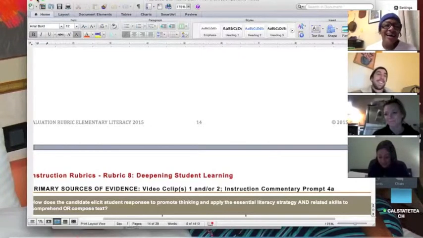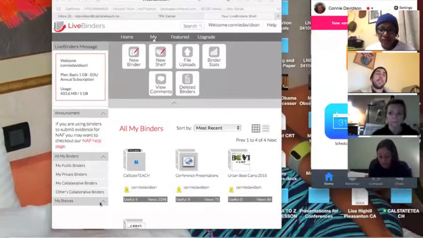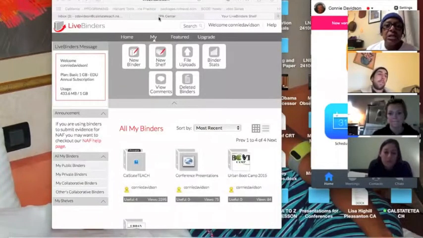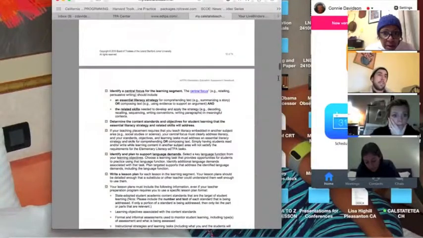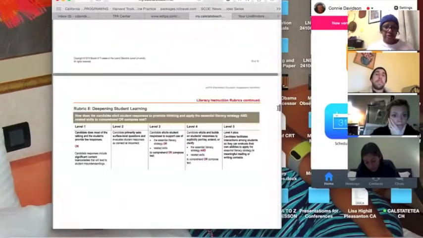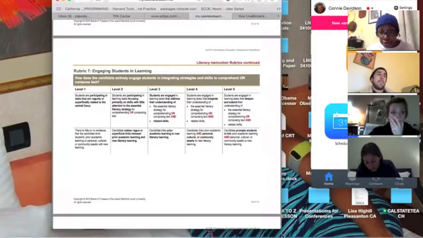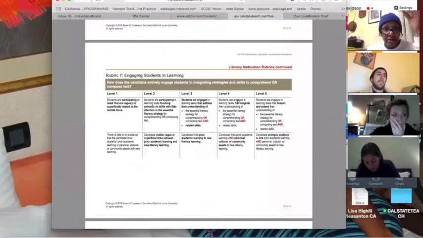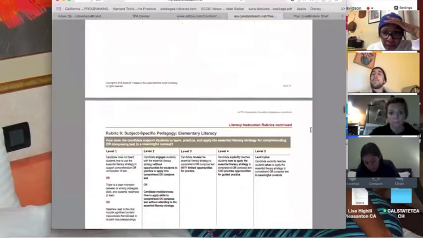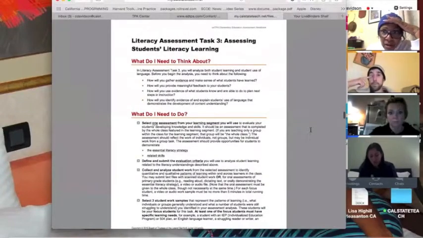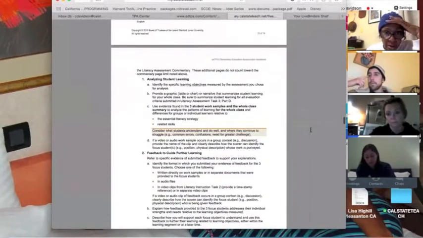Okay, so those are the rubrics. I'm going to put these on the live binder so that you have access to them. But you already have this information in the TPA Center. Oh, here it is. These are the same rubrics that I showed you. This is nothing different, but I think this is the book that actually tells you what they're going to be looking for in that rubric.